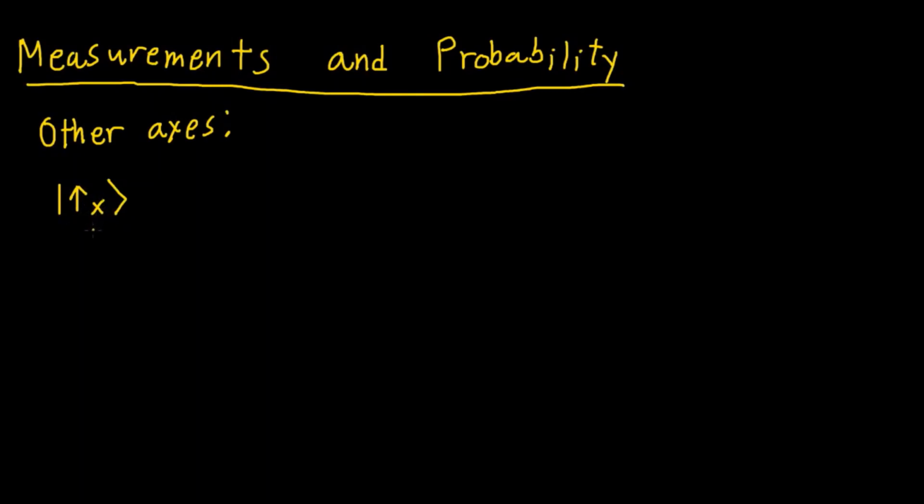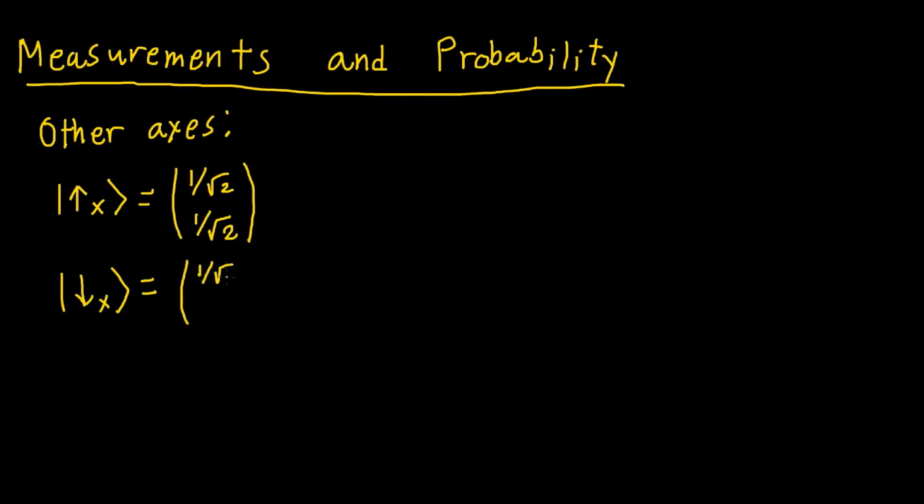So you might wonder, what is the state such that when you measure it along the x-axis, it'll always be spin up? And you can't really guess it, so I'm just going to tell you what this state is. You just have to believe me for a few moments. It's the state where the components are 1 over root 2 and 1 over root 2. You're saying, well, that's pretty weird. Now, what's the state that's always down in the x-axis? That's the state with components 1 over root 2 and negative 1 over root 2.